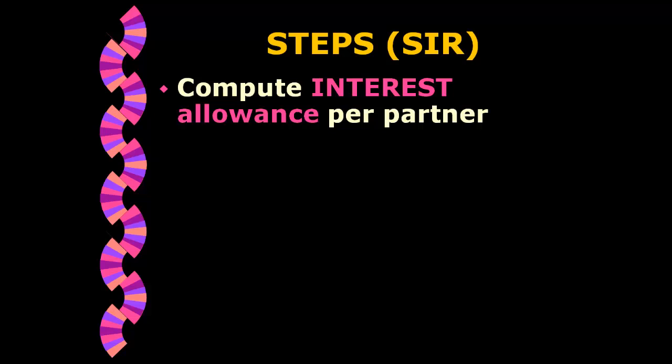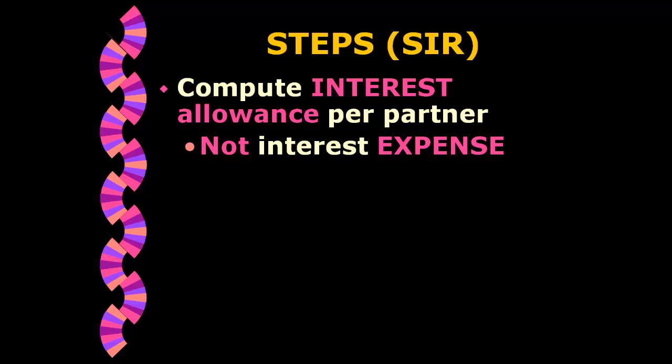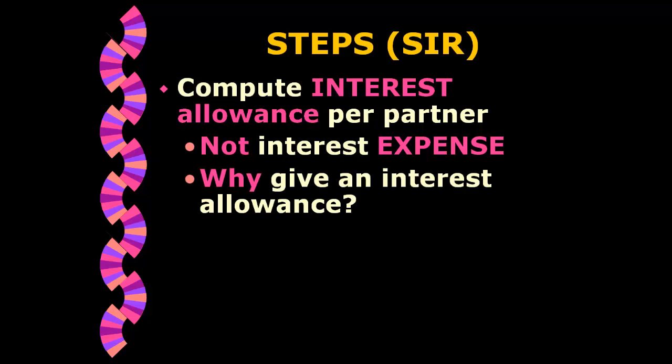The second thing we would consider would be having an interest allowance. An interest allowance is a way of acknowledging how much money each partner has invested in the business. This is not interest expense. This is not something that we will be paying to each individual partner. But instead, when it comes time to allocate the net income, we need to take into consideration how much each partner has invested. If one partner has $1 million invested in the partnership and the other partner has $10,000 invested, it seems only fair that the one who has the larger investment should get a greater portion of the net income.